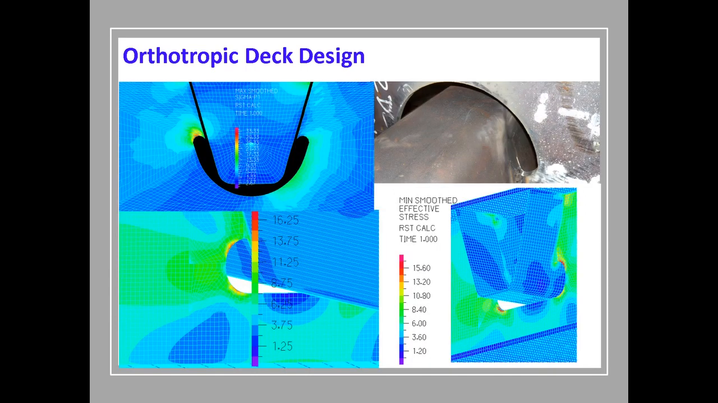Local three-dimensional finite element modeling has been used to thoroughly examine the connection between the longitudinal ribs and the horizontal diaphragms or floor beam, ensuring that the stress range at this connection is within the nominal fatigue resistance.